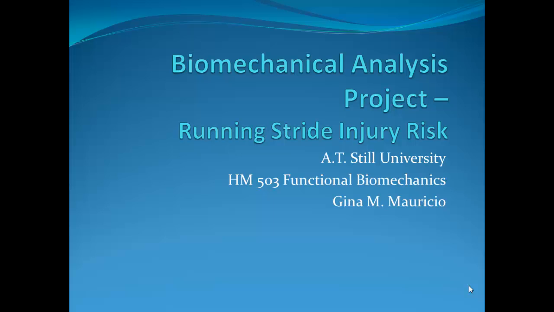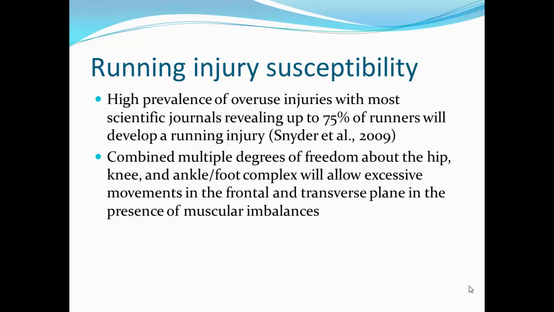There's a high prevalence of overuse injuries, with most scientific journals revealing about 75% of runners will develop a running injury. Combined multiple degrees of freedom about the hip, knee, and ankle-foot complex will allow for excessive movements in the frontal and transverse plane in the presence of muscular imbalances. So I'm referring to abduction, adduction, internal and external rotation, as well as eversion and inversion moments.